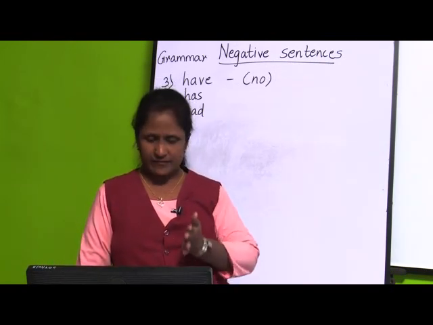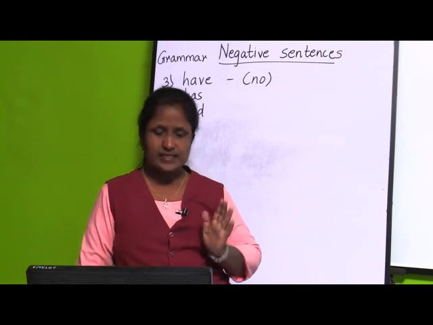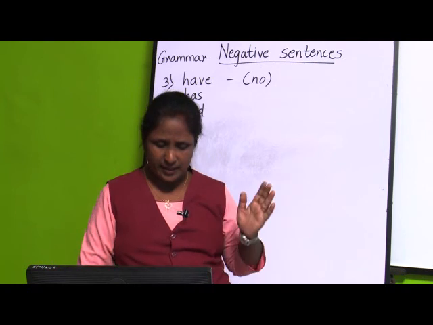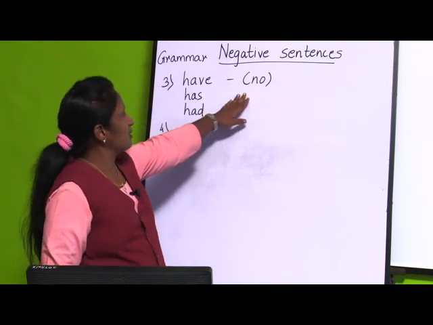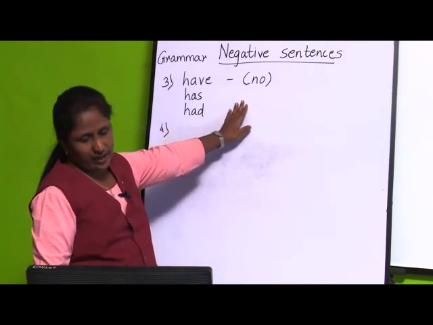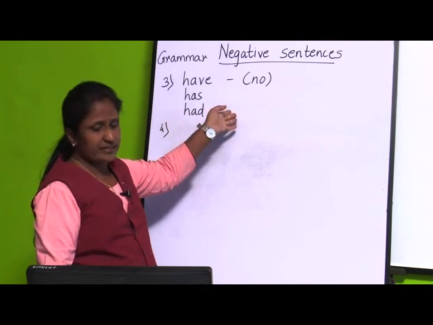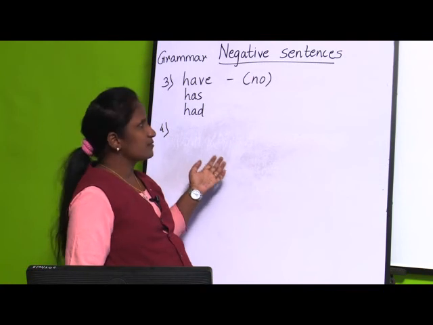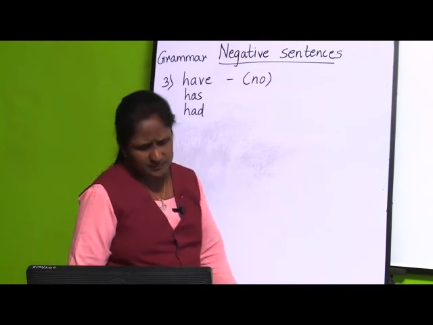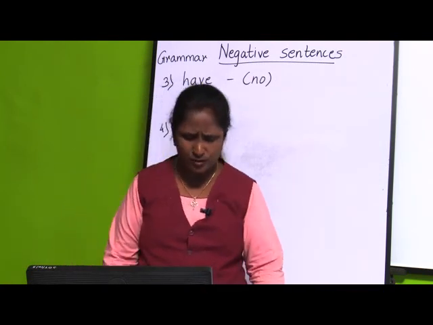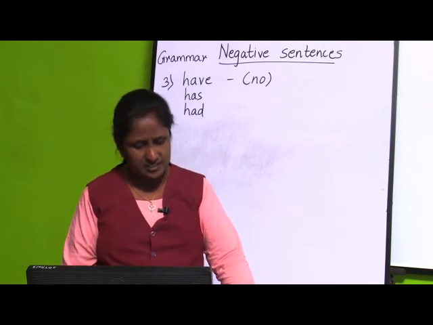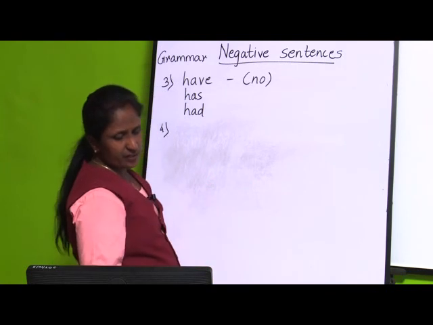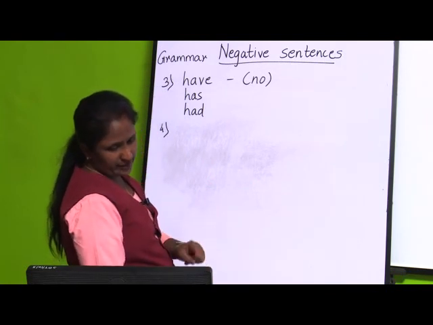I do not have any pencil. She does not have any pencil, or they did not have any pencil. So these here, we have used. Then sometimes we use do not, does not, or did not also for writing sentences. When the verbs consist of more than one word in sentences, we put not after the first word.